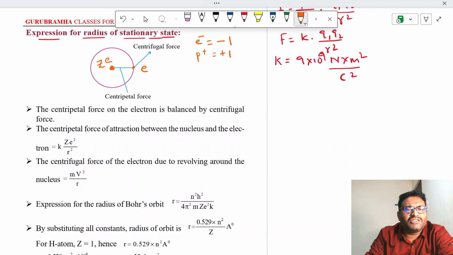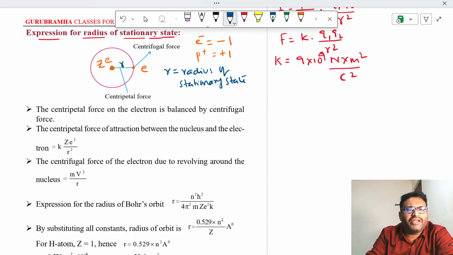So whatever the atom it is, the charge of the nucleus is written as Z into E. What is the charge on an electron? E. Right? These two are separated by a distance r. The distance between the nucleus and the electron is r. So what is this r? The radius of the orbit, the radius of the stationary state. A stationary state is also called an orbit.